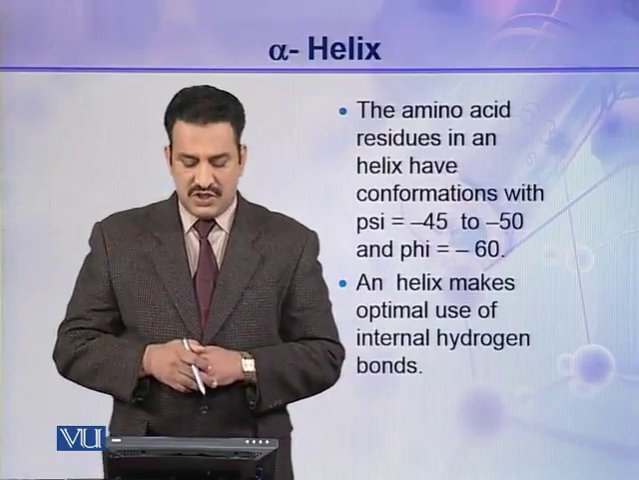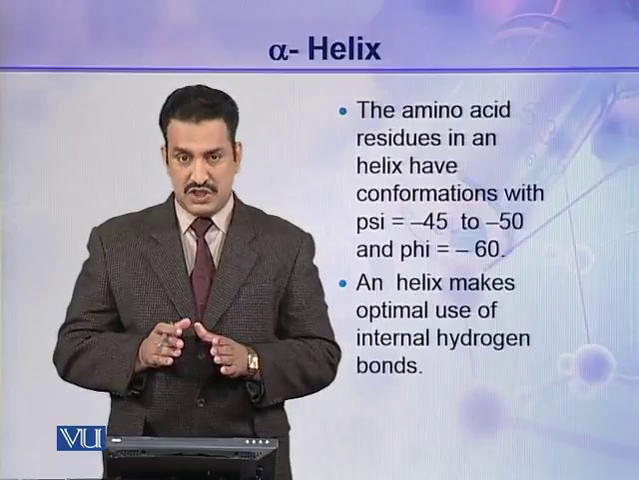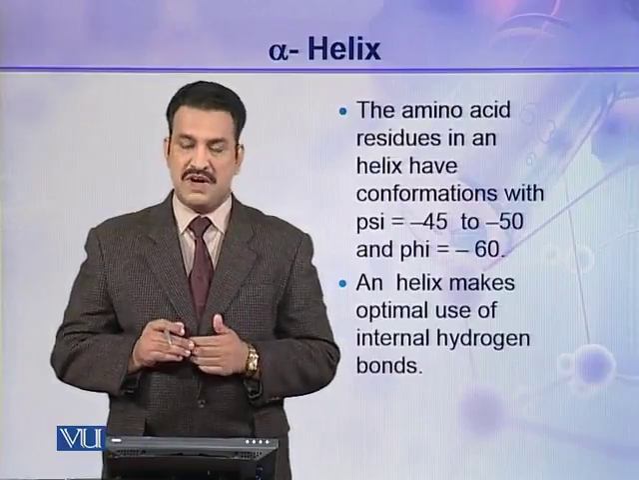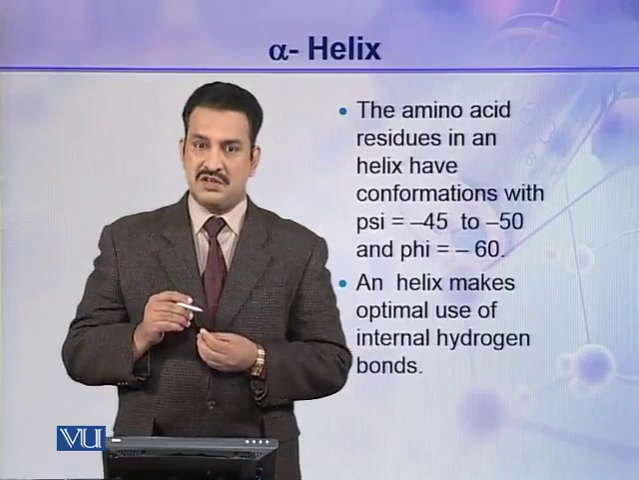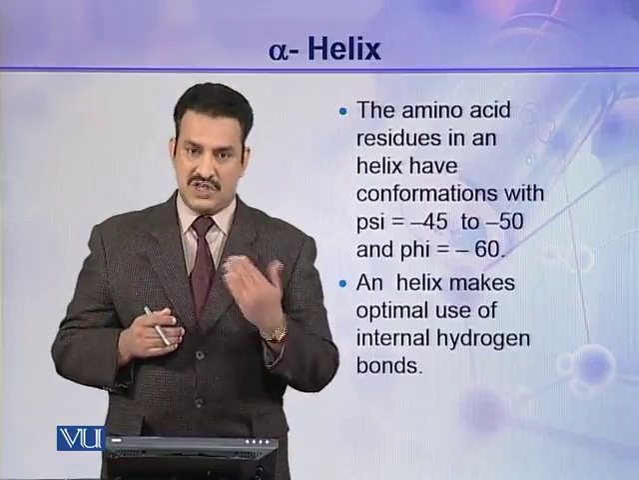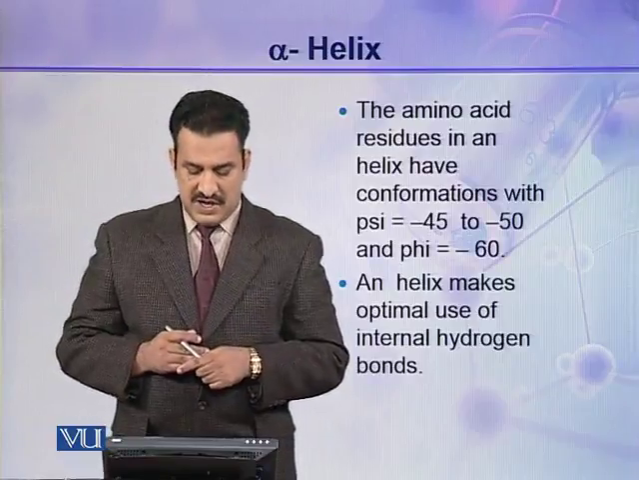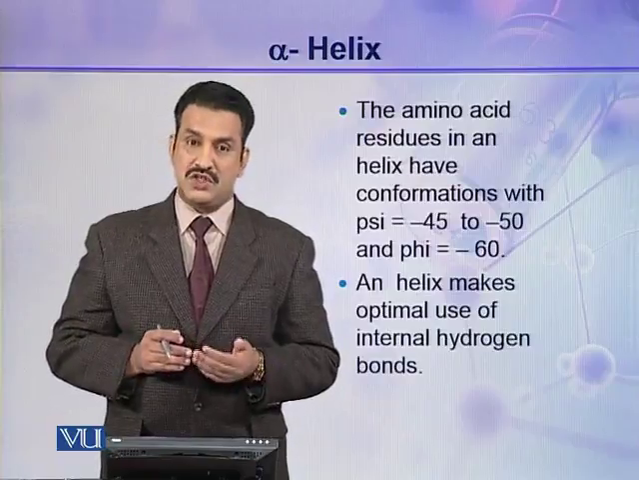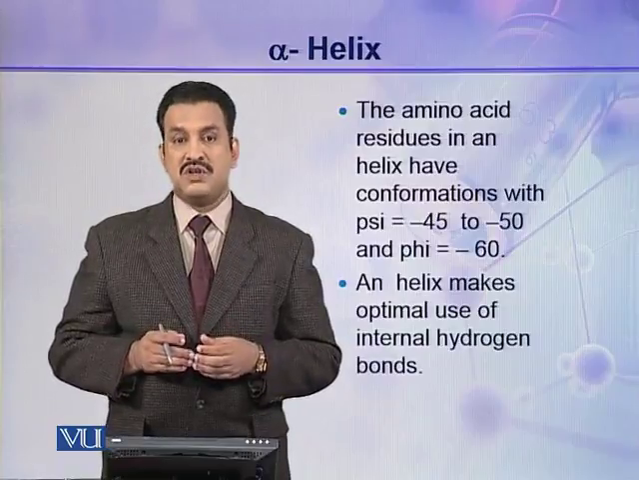The amino acid residues in an alpha helix have conformations with psi values ranging between -45 to -50 and phi values of about -60. So in the helix, the peptide bond is rigid, that doesn't rotate, but the other bonds adjacent to the peptide bond, they rotate, and the values of their angles, that is psi and phi, are given here. And the helix makes optimal use of internal hydrogen bonds. So in this way, by using the maximum potential of hydrogen bonding, this structure becomes a stable structure.